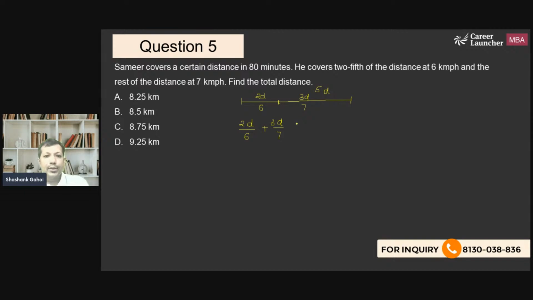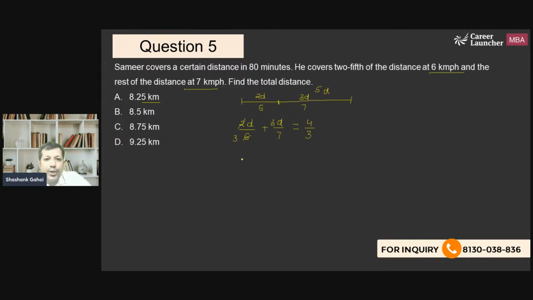Okay. Now that is equal to the total time taken. Total time taken is what? 80 minutes. 80 minutes, I can say this is 4 upon 3 hours. So why am I taking 4 by 3 hours? Why am I not taking minutes? Because everything else is given in terms of kilometers and hours, and the question is also talking about hours, right?